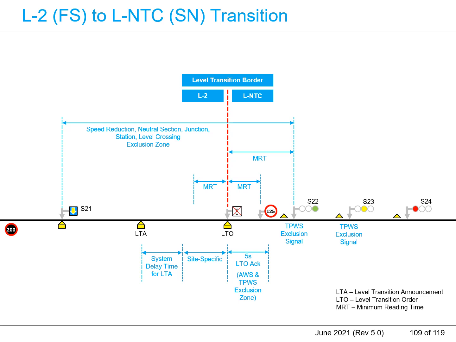If the LTA is transmitted from the RBC to the OBU, there is no LTA Belize Group. The LTA from the RBC is typically transmitted together with the MA for passing the S21 location. The interlocking route from S21 to S22 should be a simple plain line area without speed reduction, neutral section, junction, station or level crossing.